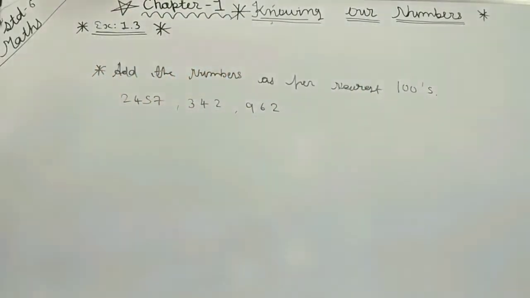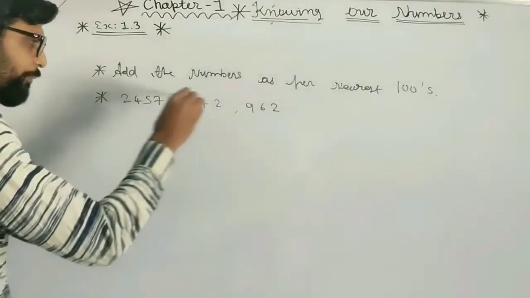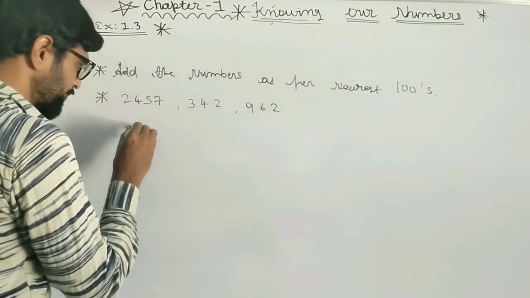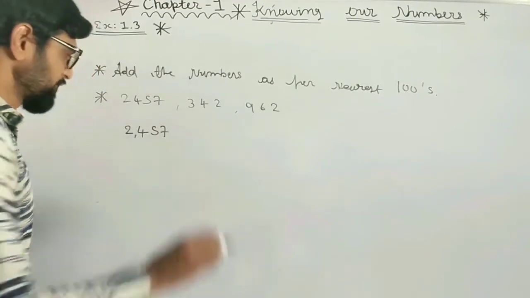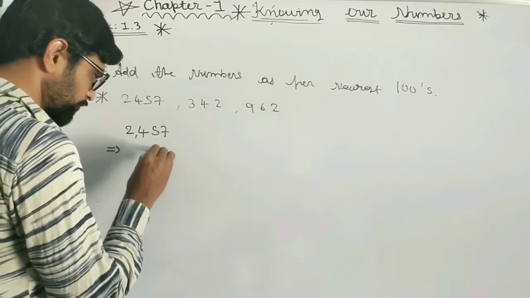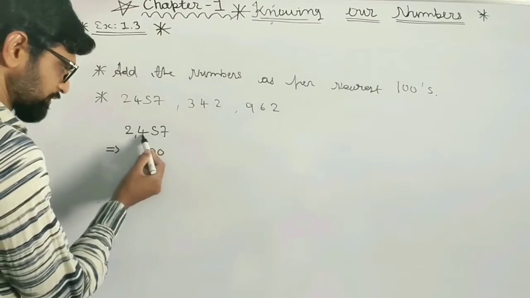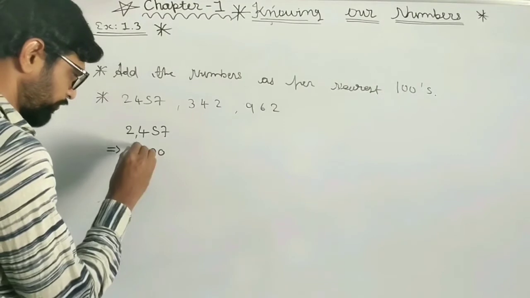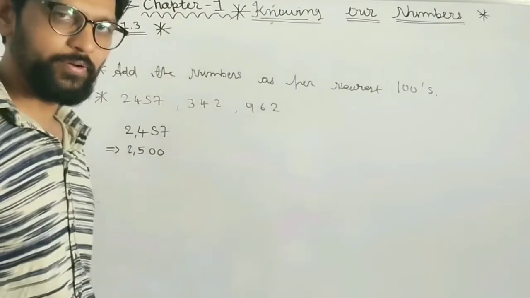Okay, then what will we do? We have to first make all these numbers as per the nearest 100. So 2457. What is it nearest to the 100? We have to write first of all 2 zeros, then see the very next to the 100 place. What? 5. So we have to add 1 to the 4, means 5. Here our answer will be 2500.